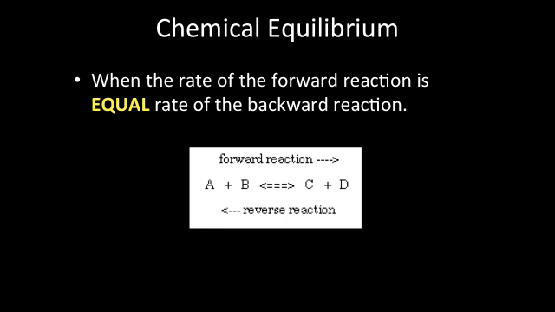Now if we go back in time a little bit, we can remember what we call chemical equilibrium. Remember we told you that some reactions will happen in the forward direction, and some are going to happen in the reverse direction as well. When the rate of the forward reaction is equal to the rate of the backward reaction, we say that we have reached chemical equilibrium.